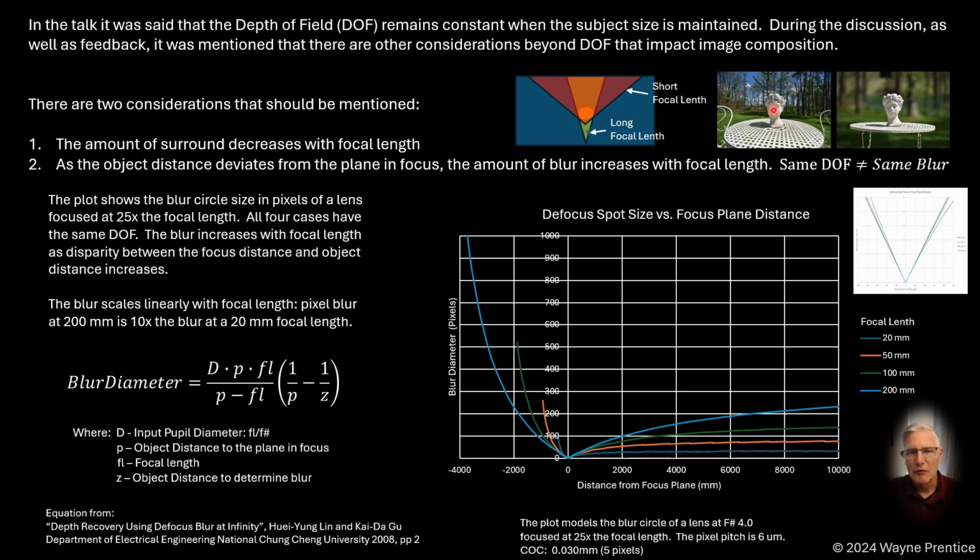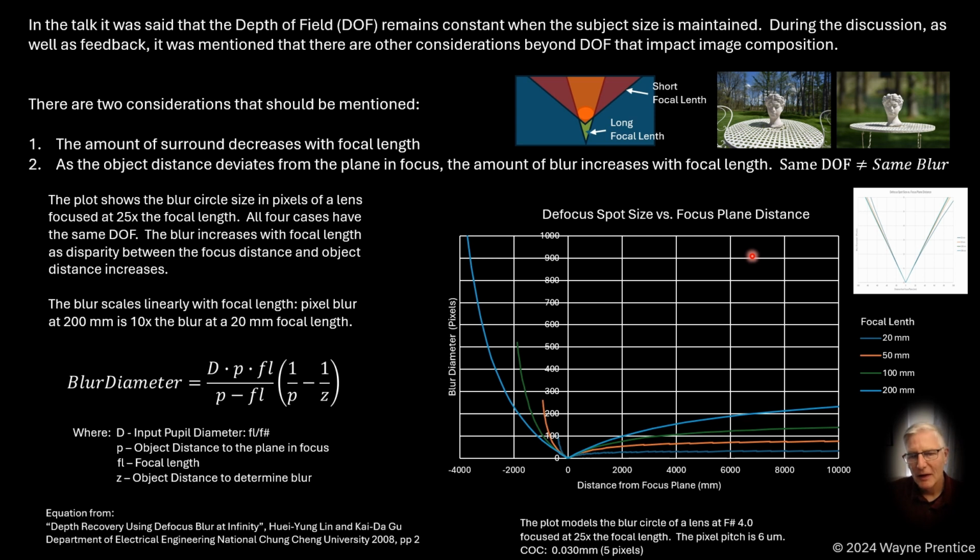Again, controlling for the subject size, if you have a wide lens, you get more of a surround. You have a wider cone behind the subject. If you want a narrower cone, you can use a longer focal length. So beyond depth of field, certainly picking focal length has an impact on the composition of the image.